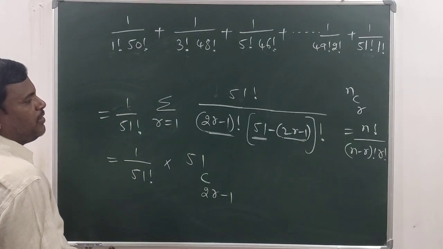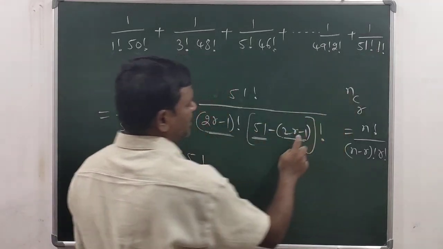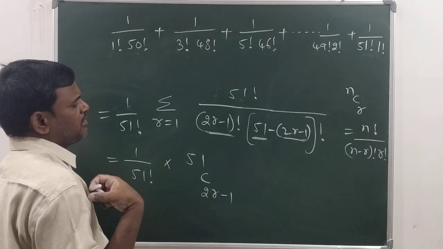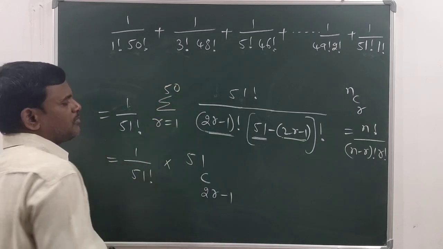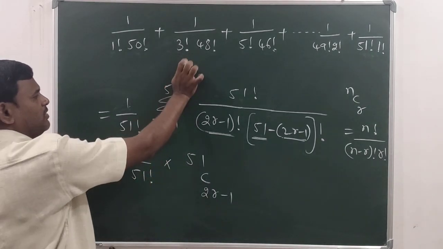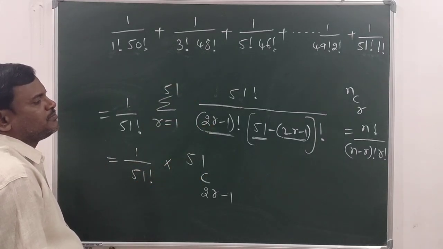R is running from where to where, students? It ends with 1. It ends with 1 means, see here, 50 or 51? 51. So R runs up to 51.